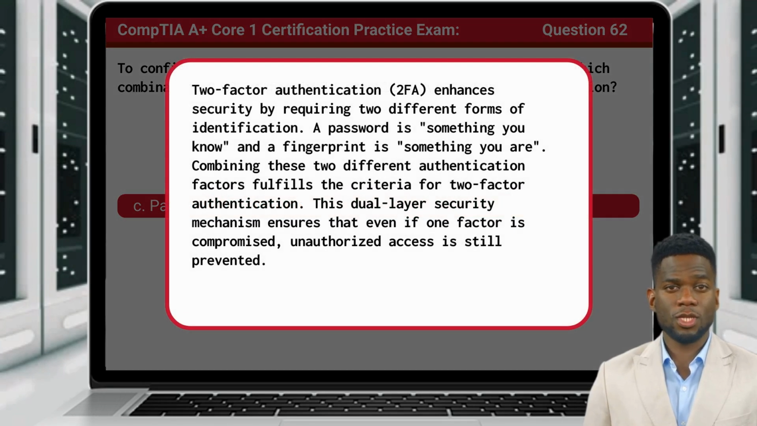Two-factor authentication enhances security by requiring two different forms of identification. A password is something you know, and a fingerprint is something you are. Combining these two different authentication factors fulfills the criteria for two-factor authentication. This dual-layer security mechanism ensures that even if one factor is compromised, unauthorized access is still prevented.